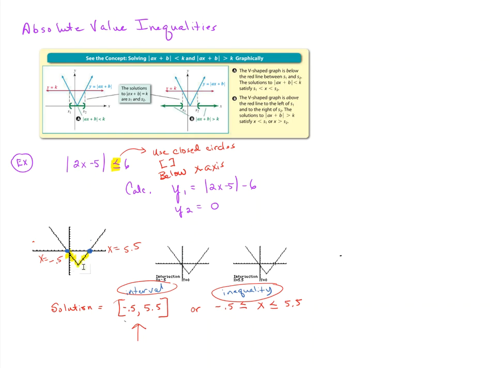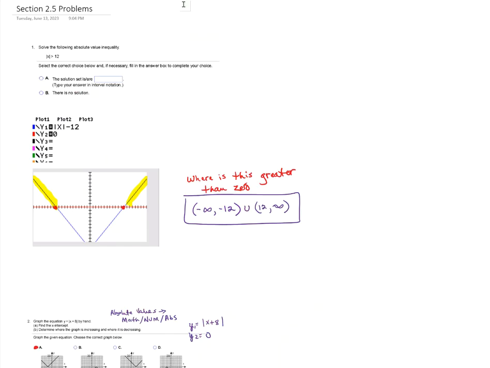So our answer, and it could be two different ways that they might ask you, from negative 0.5 to 5.5, all in brackets, that's interval notation, or inequality, x falls between those two, so you have less than or equal to on both the sides. So we're going to use our calculator to do both the equations and the inequalities. Let's go look at our problem set.